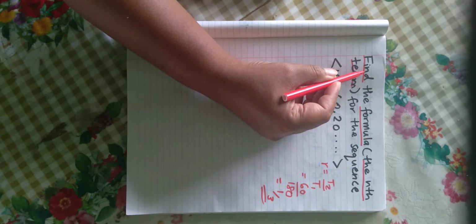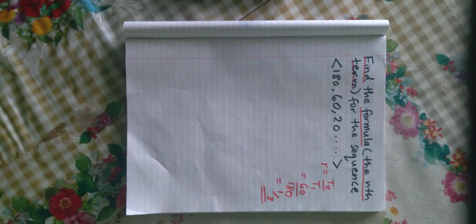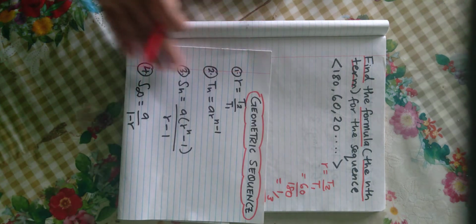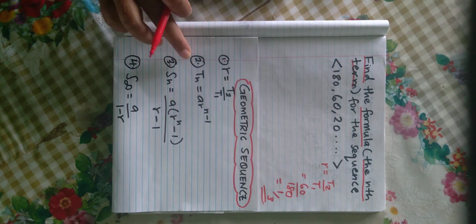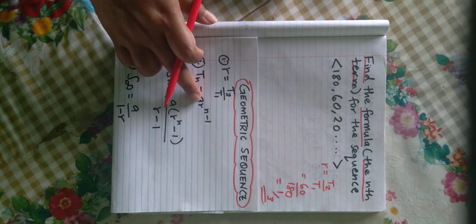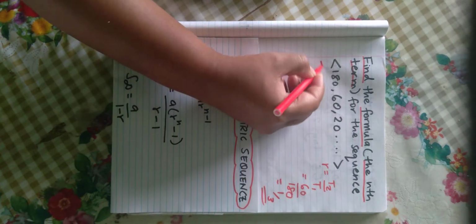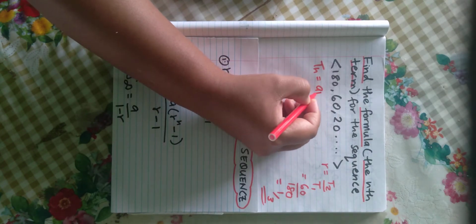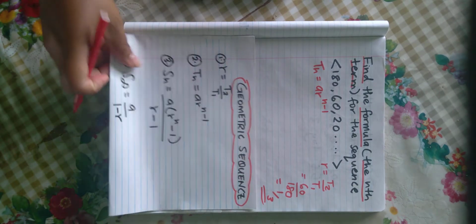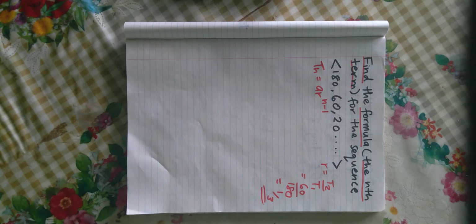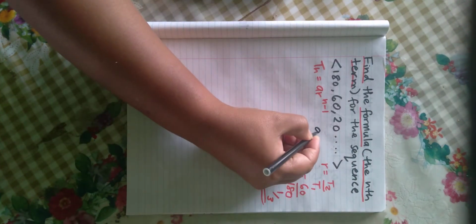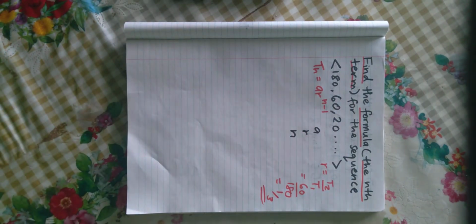The question is asking us to find the nth term formula, so you need to know your nth term formula for a geometric sequence. The nth term formula is Tn equals A R to the power of n minus 1. We will use that formula. Looking at the formula, the components are A, R, and n. We need to examine which component will never change regardless of which nth term we are calculating.